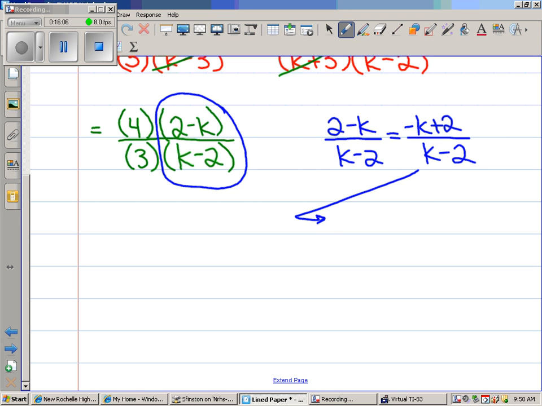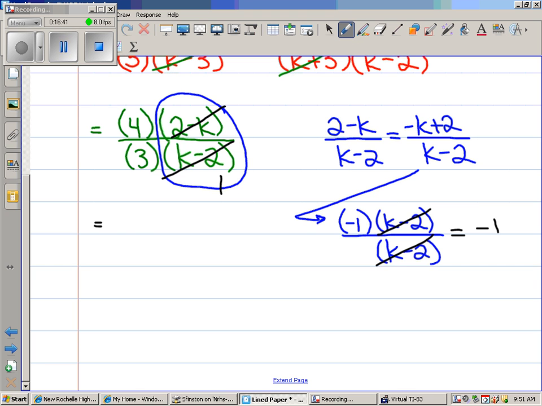Sorry, I need a little bit more room. Now, do you see this top one? You can actually pull out a negative 1 from this, so that it is k minus 2 over k minus 2. A lot of people think this is a lot of extra steps and a lot of work. I agree. But take a look at what happens. These two cancel out, and ultimately you're left with negative 1. So when you see 2 things reversed by subtraction like that, you know what they cancel out to be? Negative 1. And you're just left with negative 4 over 3.